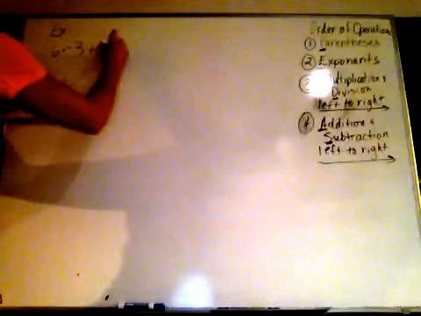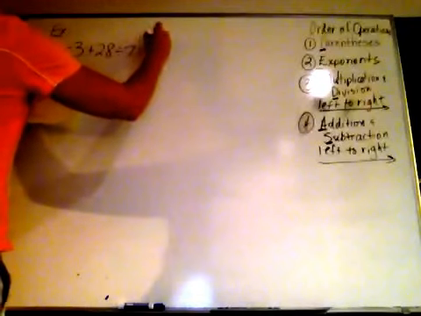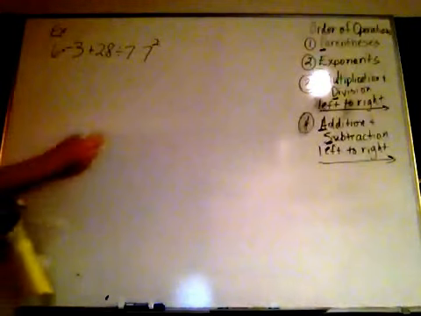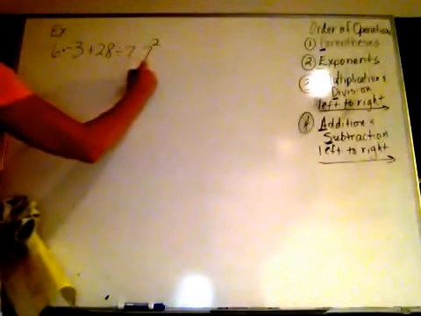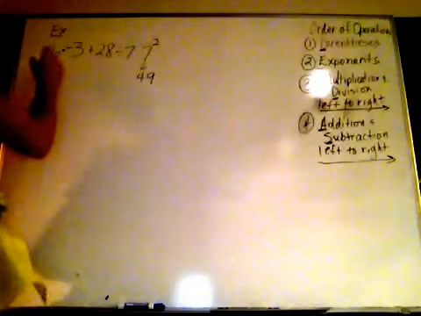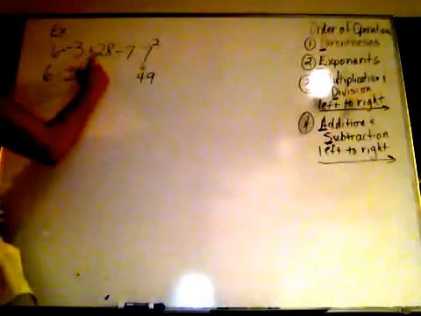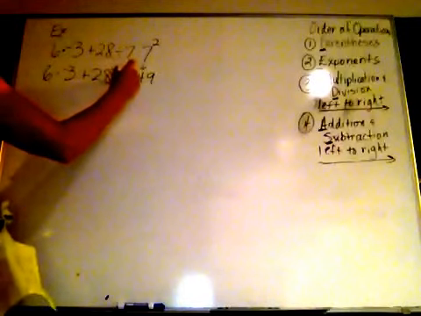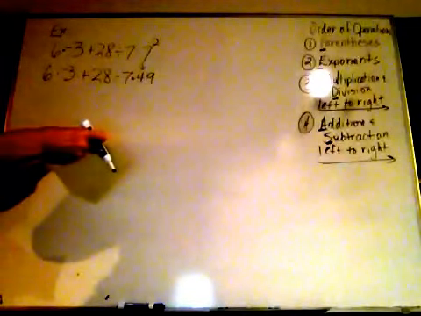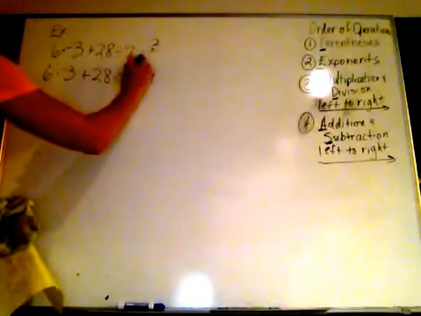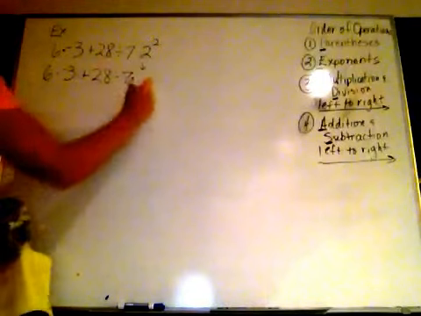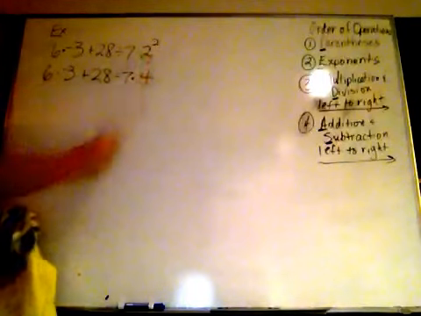6 times negative 3, that's a times, plus 28 divided by 7 times 7 squared. Okay, now on this one, there's no parentheses, so the next thing we do is exponents. So I'm going to say 7 squared is 49. And so I have 6 times negative 3 plus 28 divided by 7 times 49. Oh, I'm sorry, that's supposed to be a 2. Okay, I thought that was too big. So we're going to do 2 squared, which is 4.